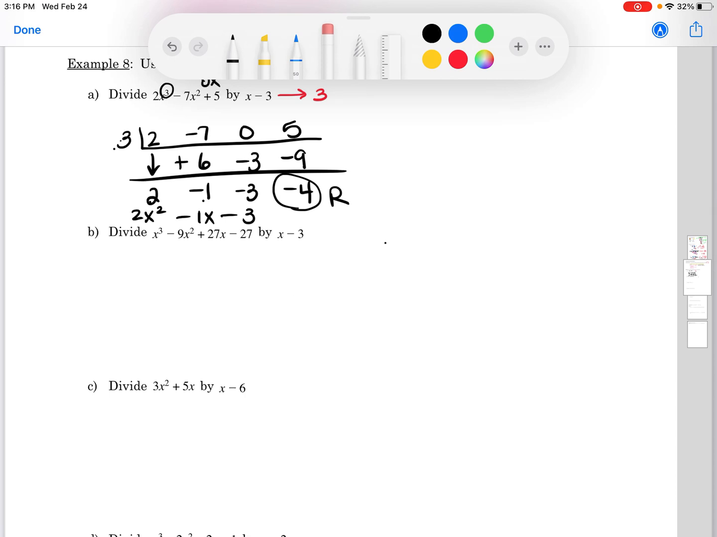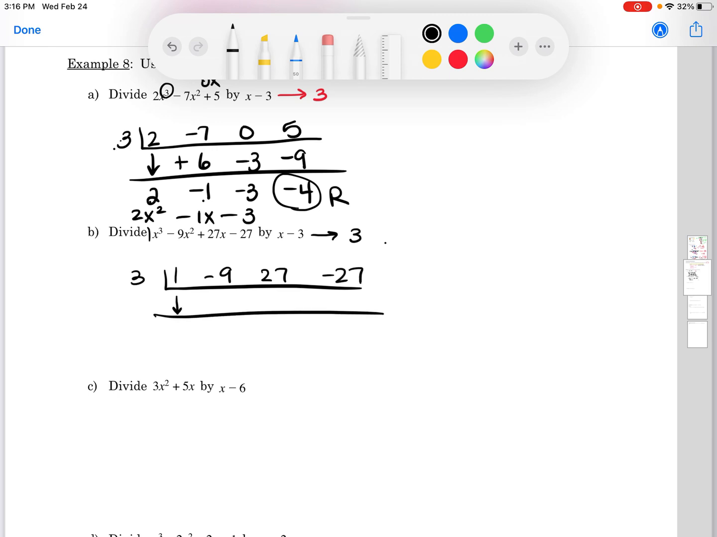Let's try this again, just a different problem. This is going to change sign and make it a 3 on the outside. We have a 1 coefficient, negative 9, 27, minus 27. Bring down the 1. And now it's multiply, add, till we get to the end. 1 times 3 is 3. Add, get negative 6. Negative 6 times 3 is negative 18. We're going to add and get 9. 9 times 3 is 27. Add and get 0. That means our remainder is 0, and it went in nicely.